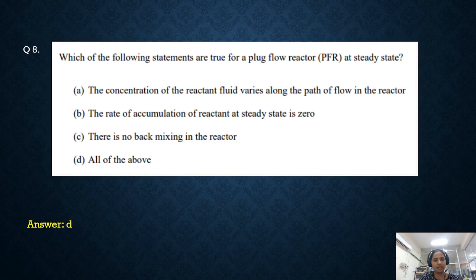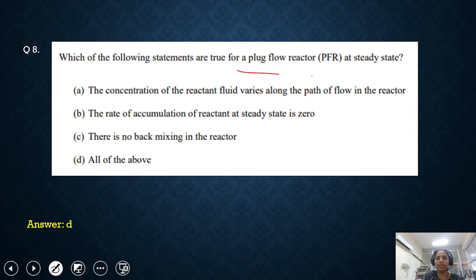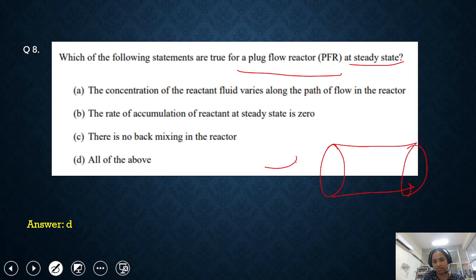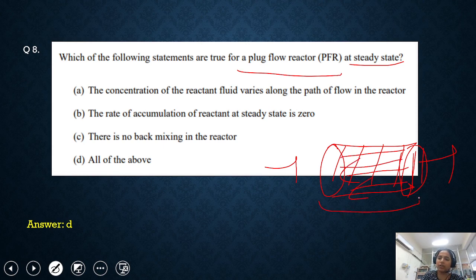Okay, coming to the next question. This is also a very simple question. Which of the following statements are true for a plug flow reactor at a steady state? You all have studied the plug flow reactor. So what happens in that? I'll give you a brief. A concentration gradient is there, like here there is less concentration than here, and it will increase. So concentration is not uniform in this.